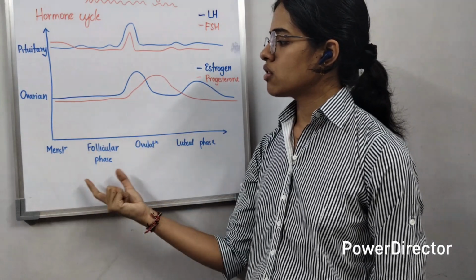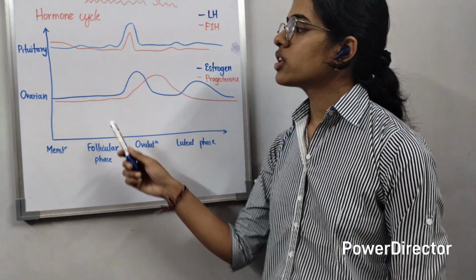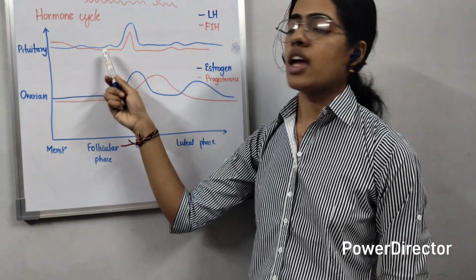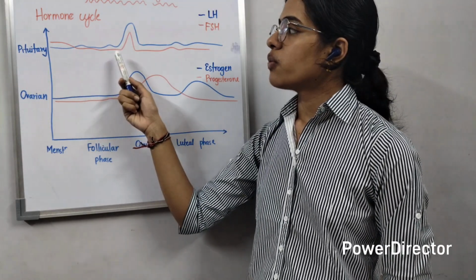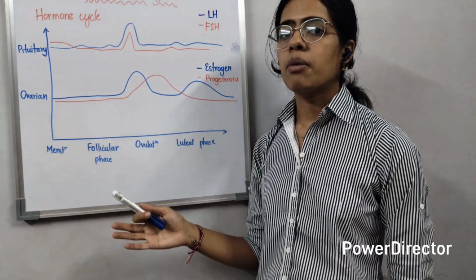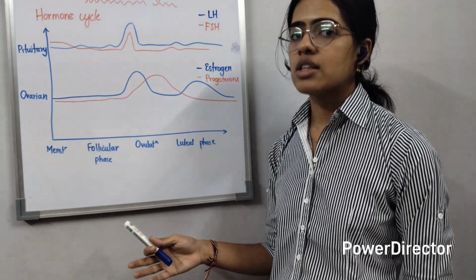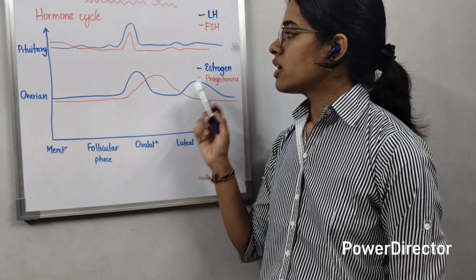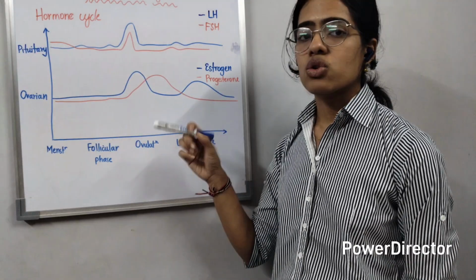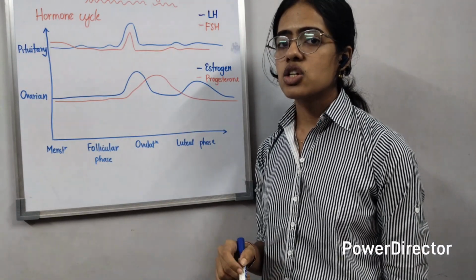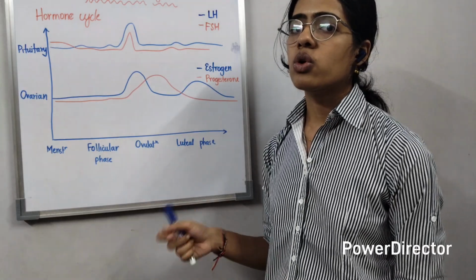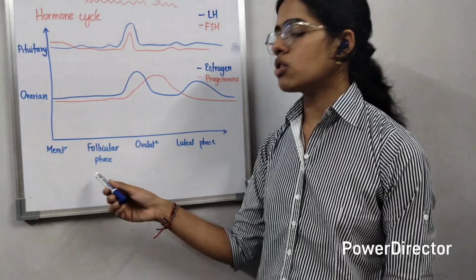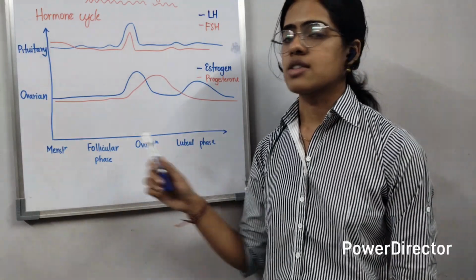First is the menstruation. During the follicular phase, there is release of LH and FSH hormone, which contribute to the development of the follicles in the ovary. Along with that, there is release of estrogen. There is high secretion of estrogen, which contributes to the development or proliferation of the endometrial lining, which also occurs during the follicular phase.